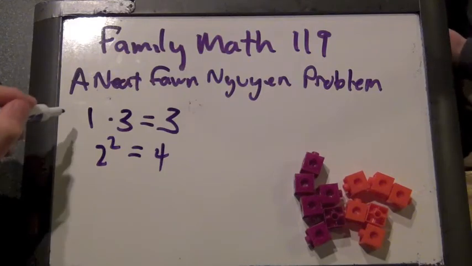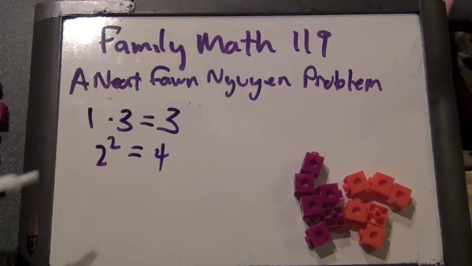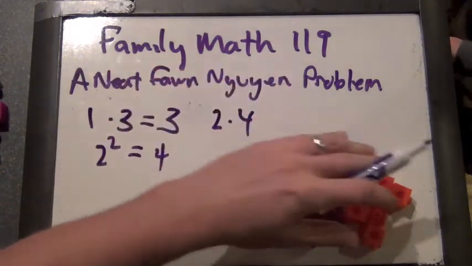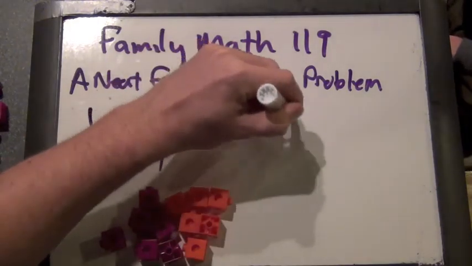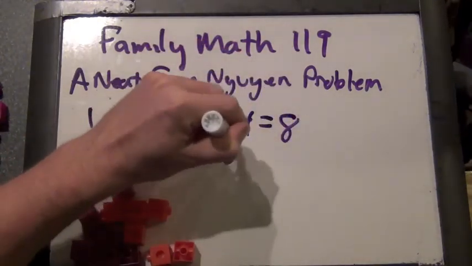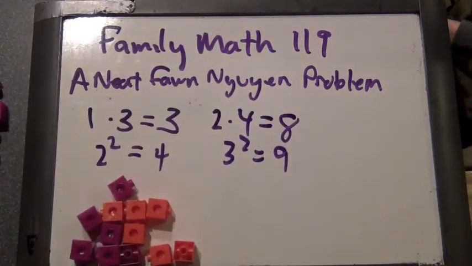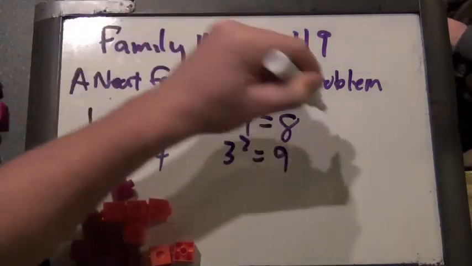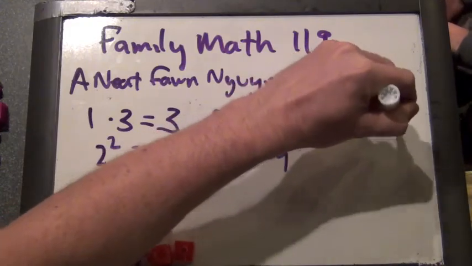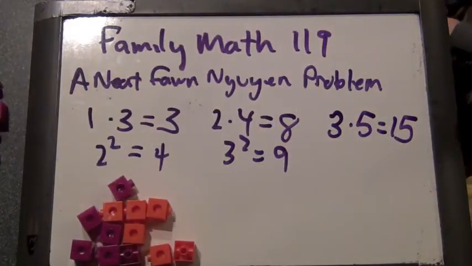Okay. What's the next set of numbers? 2 and 4. Which is 8, and 3 squared is 9. Okay, let your brother do the next one. Okay, what's the next one? 3. So it's going to be 3 times 5, which is 15, and 4 squared is 16.